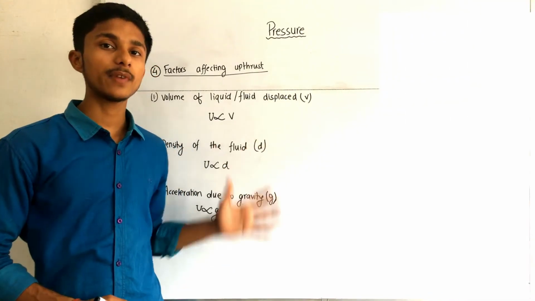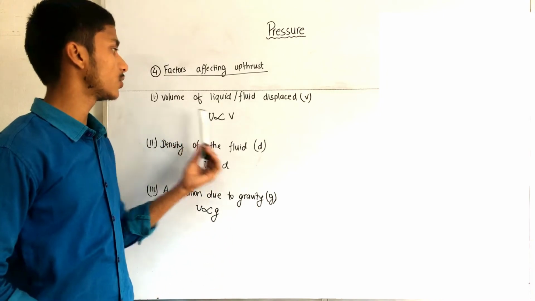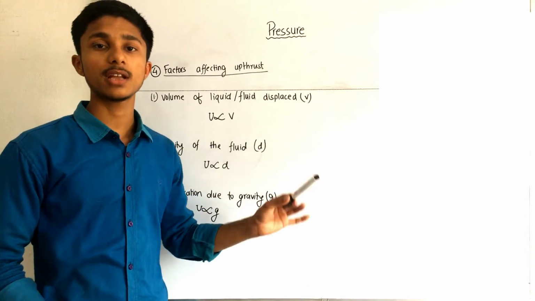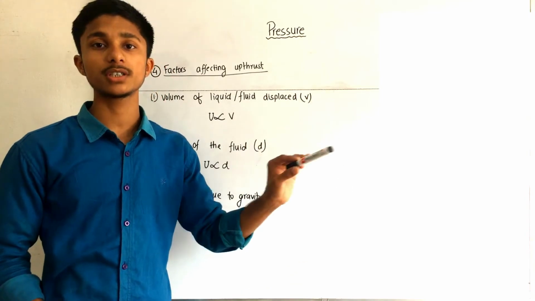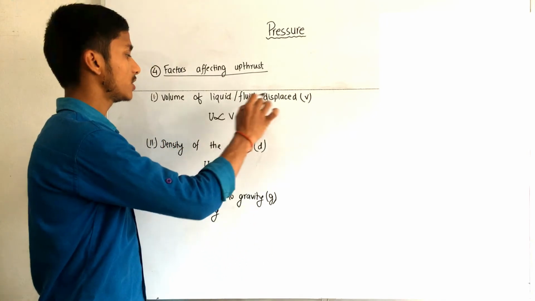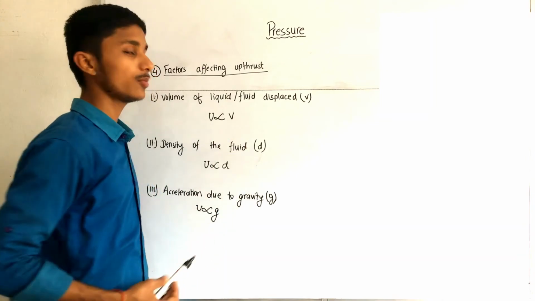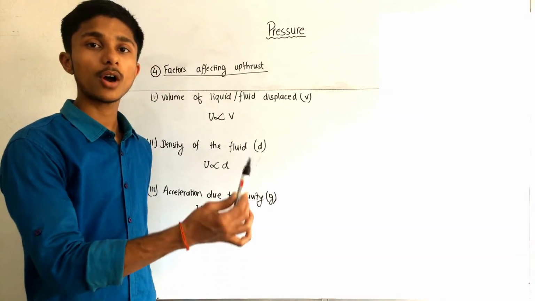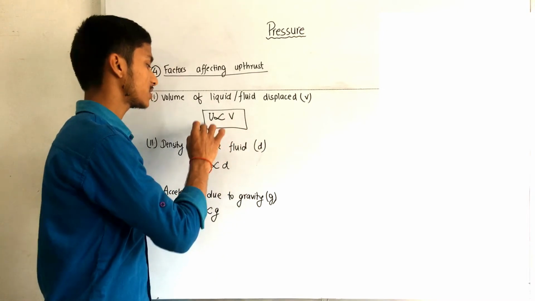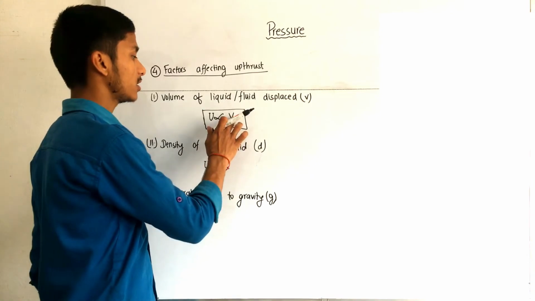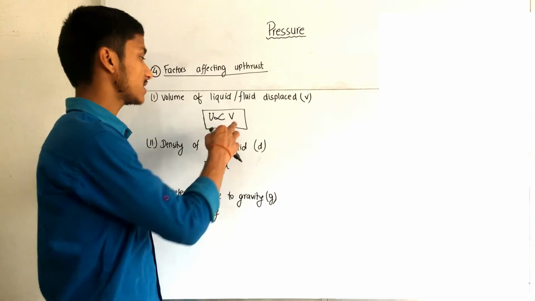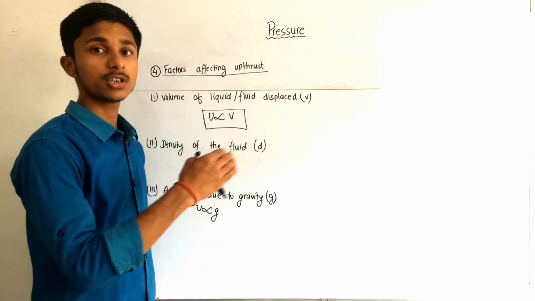These are the factors affecting upthrust. First, volume of liquid or fluid displaced. Volume of liquid or fluid displaced means the volume of the object immersed in that water or liquid. So we can write either volume of liquid displaced, or volume of object immersed in it: upthrust is directly proportional to it, right? Since upthrust is directly proportional to the volume, the greater the volume, the greater will be the upthrust on it. Larger the volume, larger will be the upthrust exerted on it.